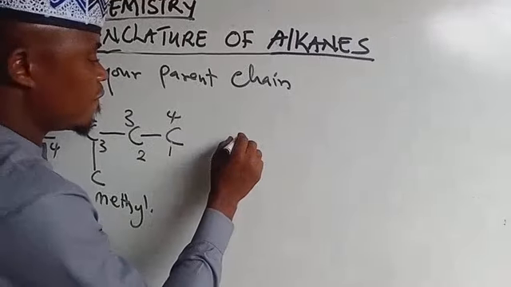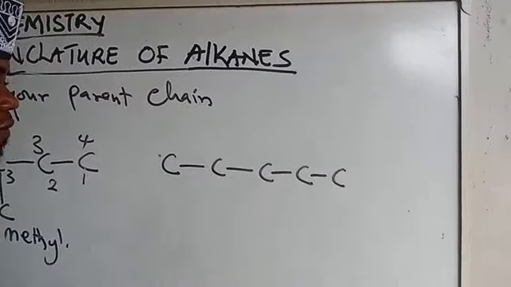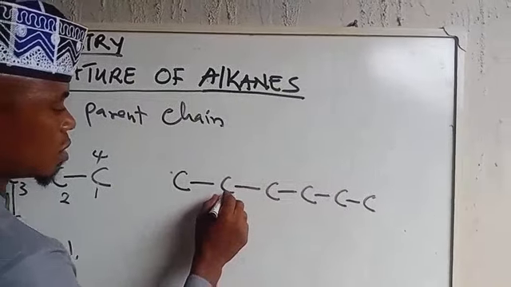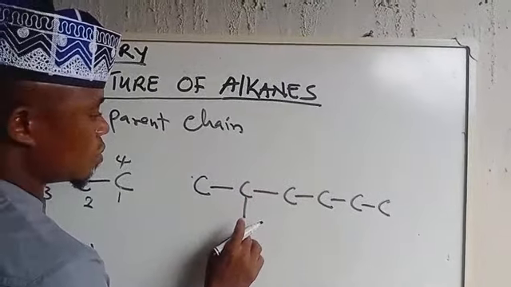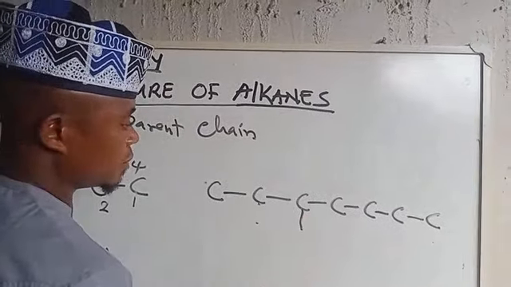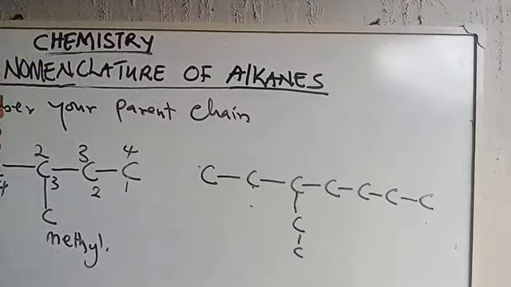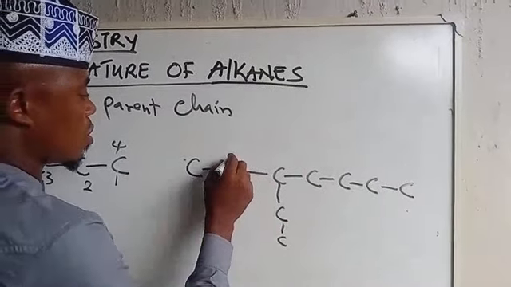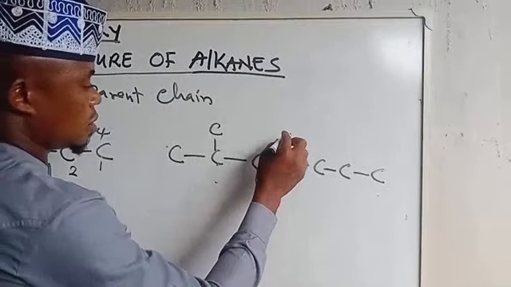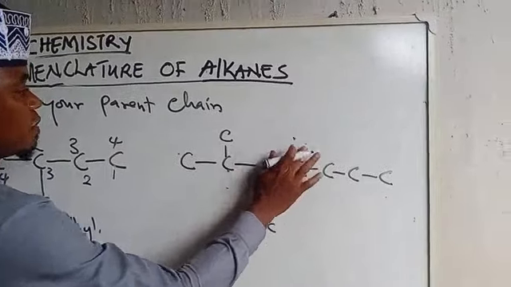Now, if we have this 1, 2, 3, 4, 5, 6, 7. I have 1 side chain here. Another one there. Okay, let's just do this one first.